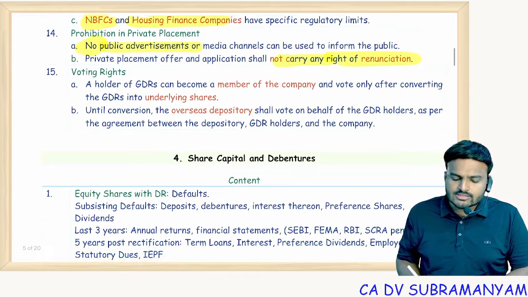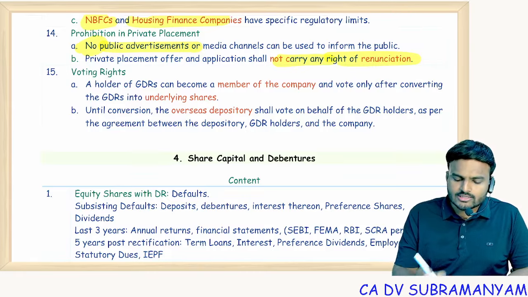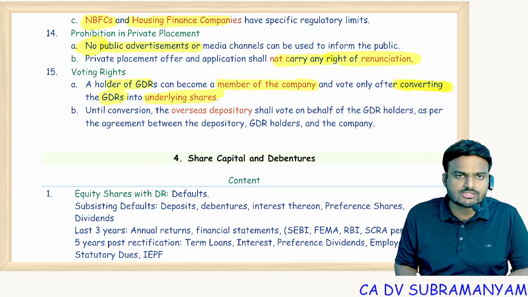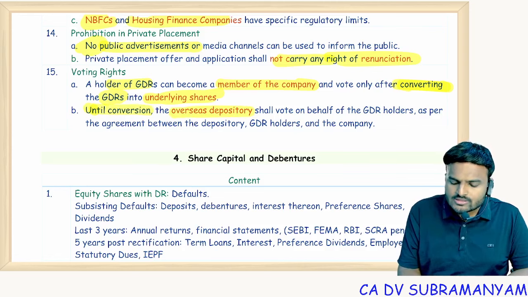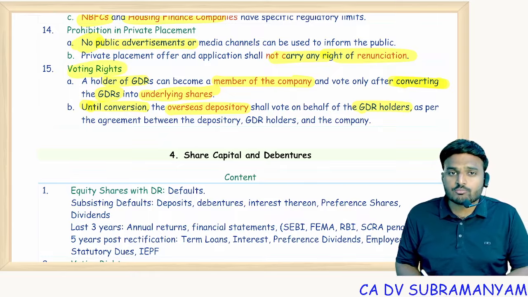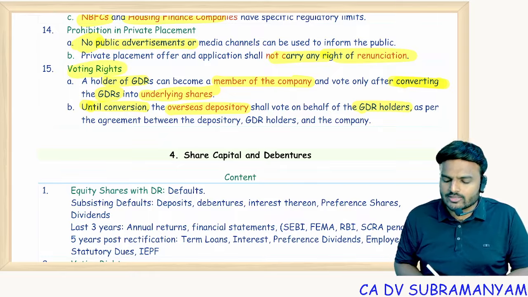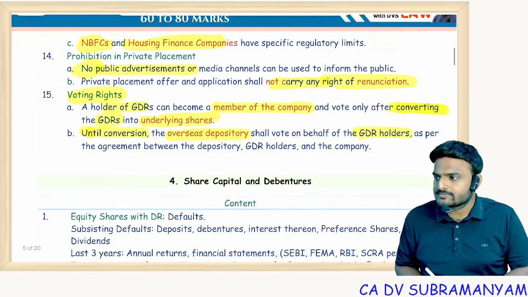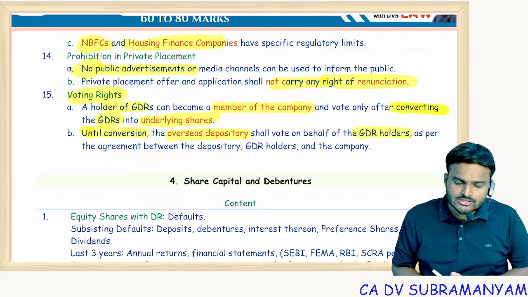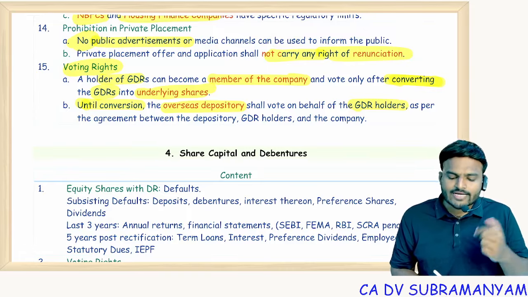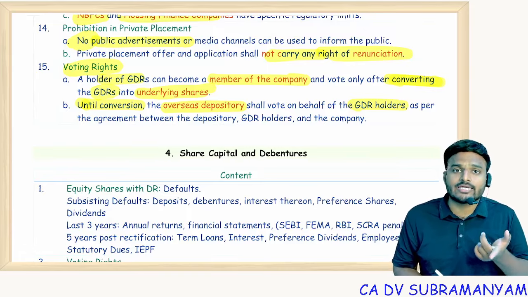Voting rights in case of GDRs, tricky point only. Holders of GDRs can become a member of company only after converting GDRs into underlying shares. Until conversion, overseas depository shall vote on behalf of GDR holders. So this is an exceptional point about voting rights. Remember this point, okay? Who will have voting rights in case of GDRs? Depository will have voting rights. Depository receipt holders will get voting rights only after conversion of their depository receipts into underlying shares.